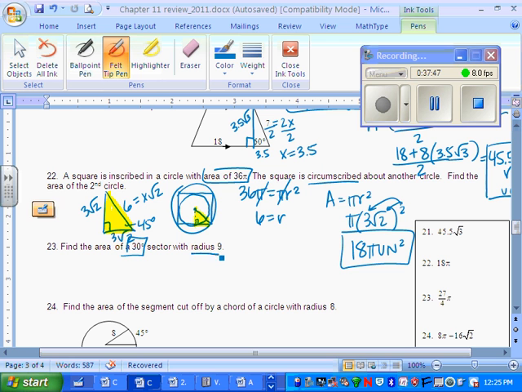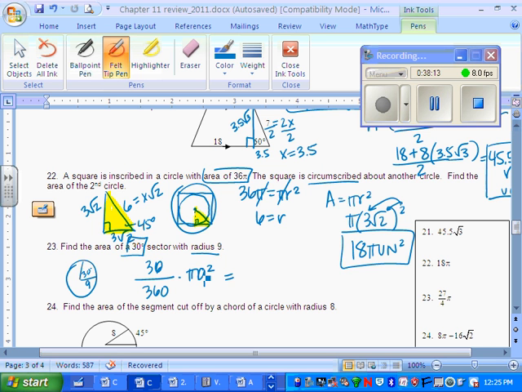Number 23, the area of a 30-degree sector with a radius of 9. This is just a simple formula. I know that it's 30 degrees over 360 times pi r squared, with r being the 9. That's going to be my answer. A 30-degree sector just means that this sector is going to be 30 degrees right here. Now the radius is 9. So if you need a visual, there it is.